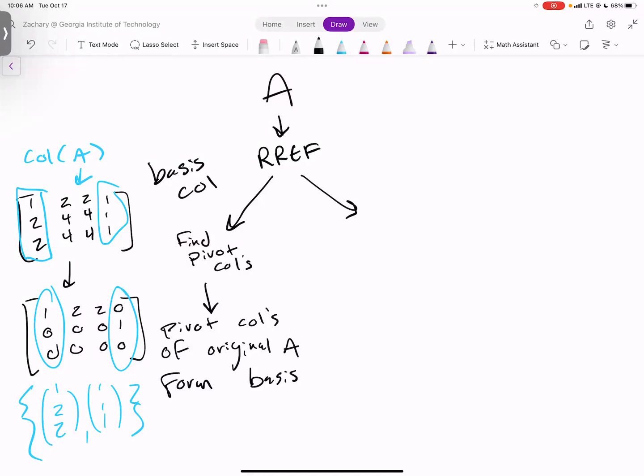Now we need to talk about the basis for a null space. So from reduced row echelon form, we go from here to parametric vector form. From here, the vectors in parametric vector form are our basis.